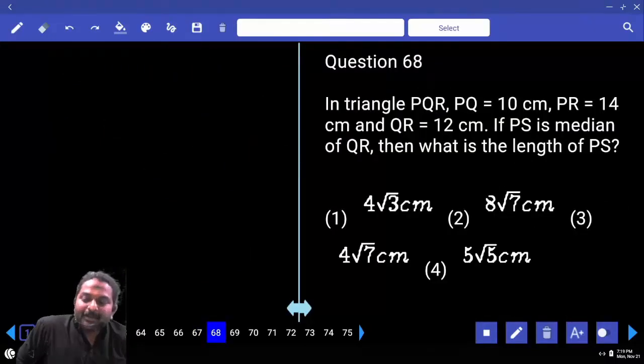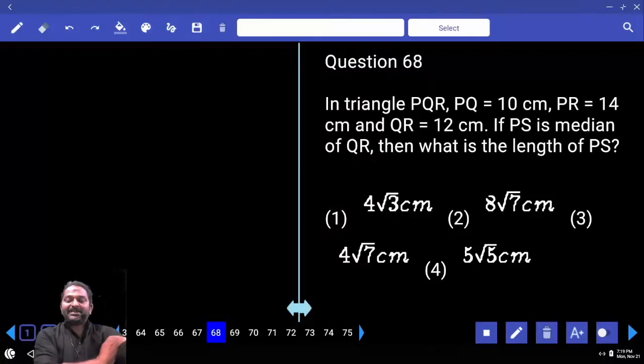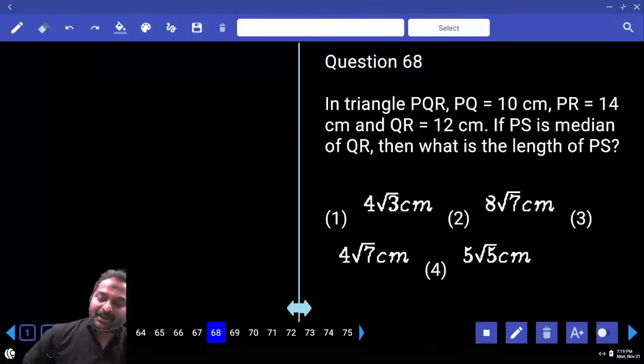In triangle PQR, PQ is equal to 10, PR is equal to 14, and QR is equal to 12. PS is median of QR. Then what is the length of PS? This is a straight formula. So either you or me, we have to use formulas.